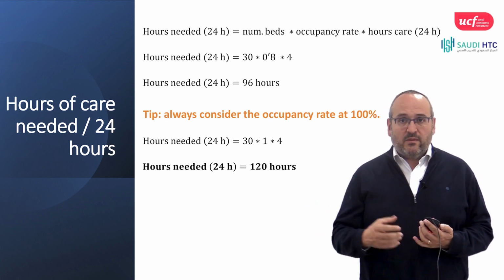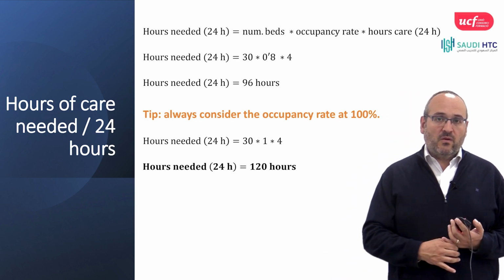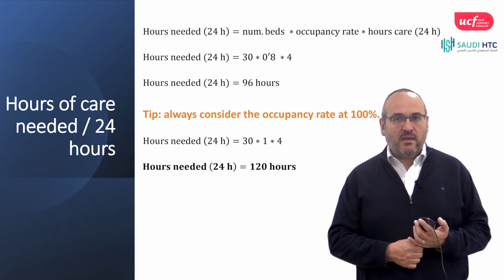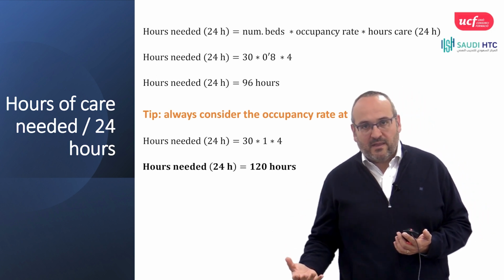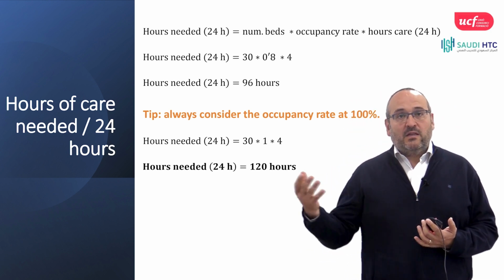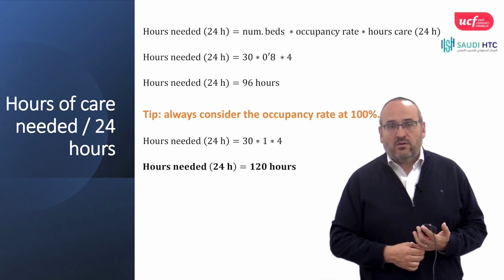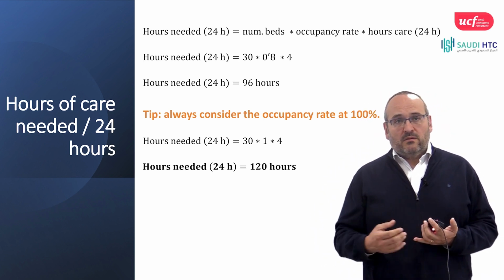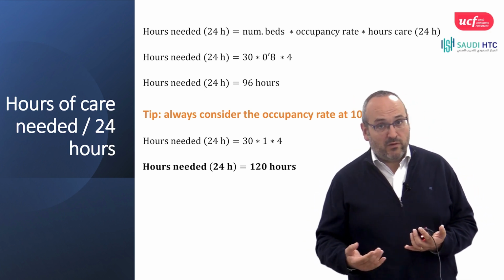The first thing we will have to calculate is the number of hours of care that will be generated in this care unit in 24 hours. To do this, we must take into account the number of beds, the maximum number of potential patients that the unit can have, and the occupancy rate. As we have previously mentioned, there were 30 beds, an occupancy rate of 80%, which we propose as 0.8, and the total number of hours per patient. We have also been told that there were 4 hours. We multiply it, and we get 96 hours.